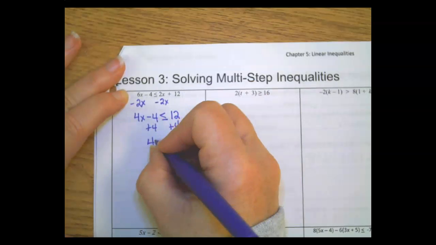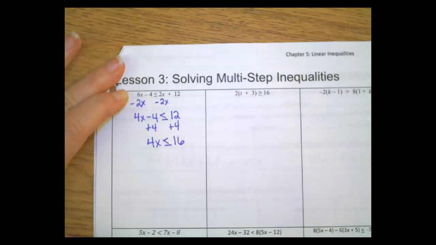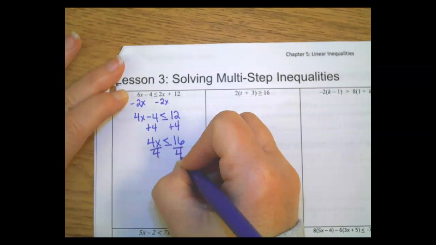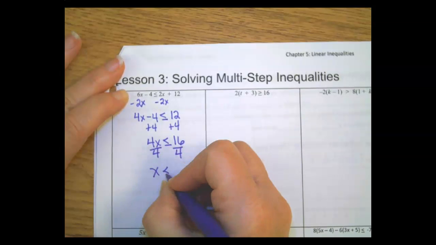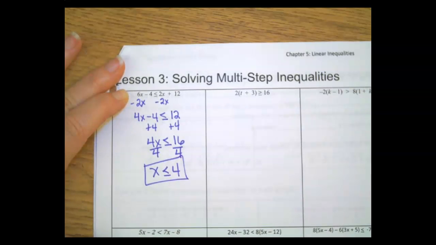So 4x is less than or equal to 16. Solving for x, I'm going to divide by 4 to both sides. So x is less than or equal to 4. And that's my final answer. Not too bad. Okay, let's go to this next one.